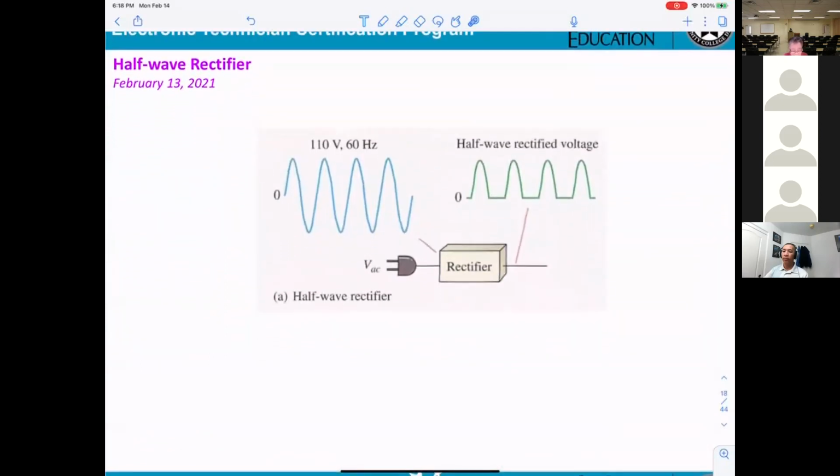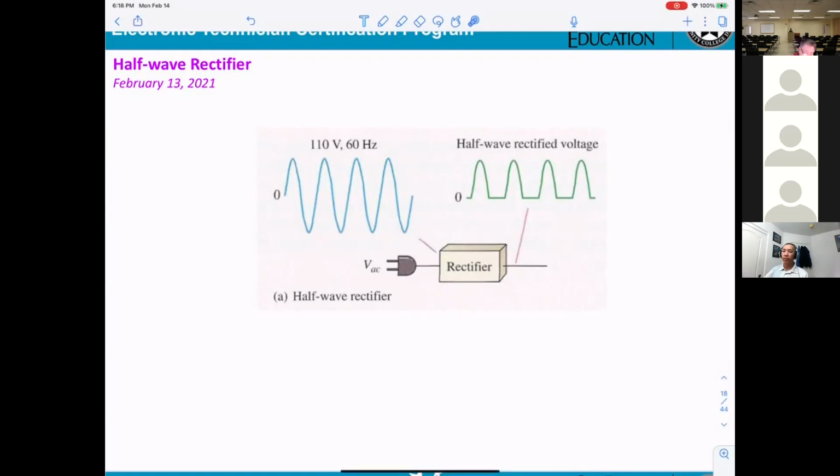Next one, half-wave rectifier. What will the rectifier circuitry be doing? It's converting alternating current to direct current. Can you say again? AC to DC, alternating current. Exactly. Rectification, I already said, means converting AC to DC.